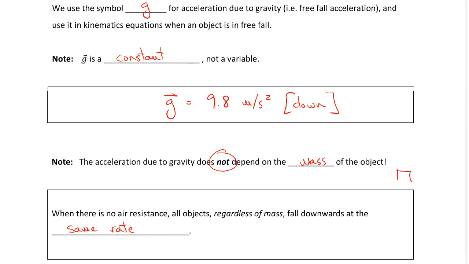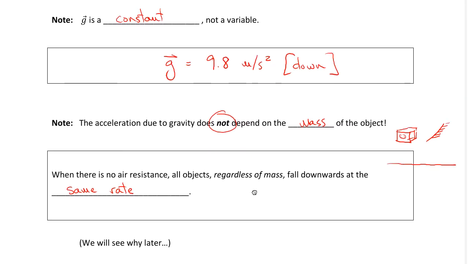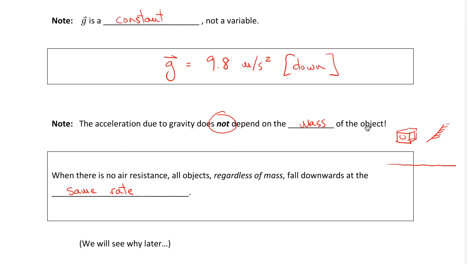Dropping a safe or a washing machine, if that's what that looks like, and a feather on the moon or someplace where there is no air resistance, in other words, when they're in free fall, would result in them hitting the ground at the same time. They would fall at the same rate. The reason we don't see that on Earth is because of air resistance. And we'll explain a bit later in some more detail why all objects fall with the same rate regardless of mass when they're in a vacuum.